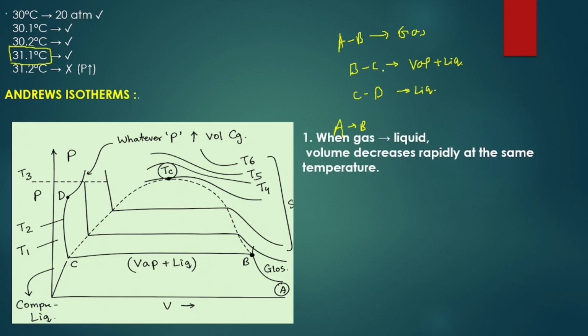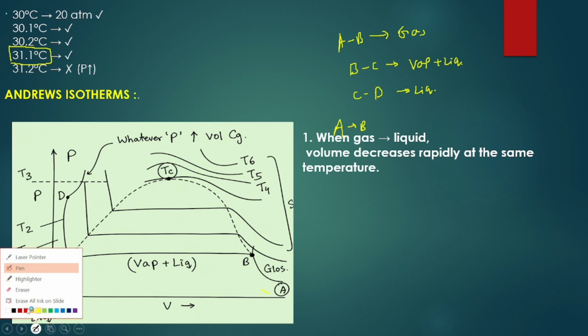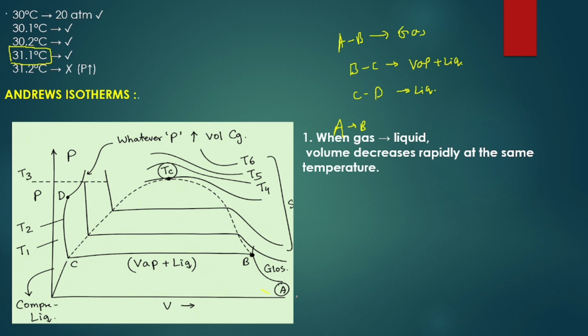Now here, by seeing the graph, when a gas is converted into liquid, what is happening? Volume decreases rapidly at the same temperature. Volume is decreasing rapidly. See in this graph, this is the gas. When gas is converted into liquid, see the volume suddenly decreasing from B to C here. The gas volume is suddenly decreasing.